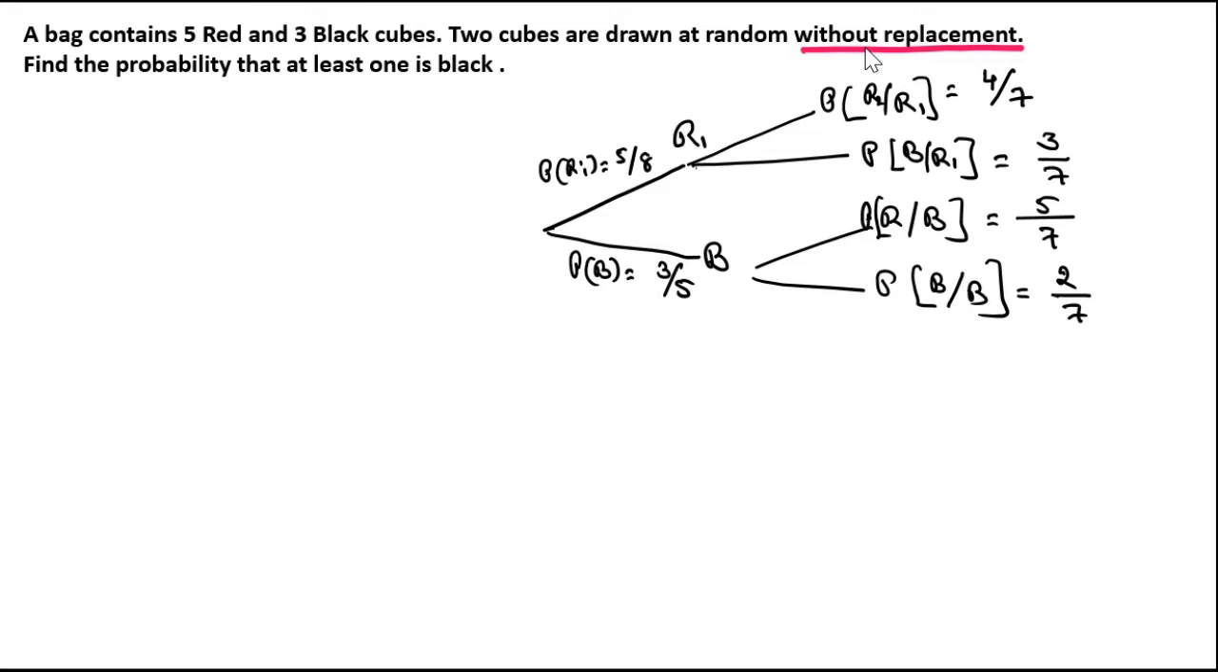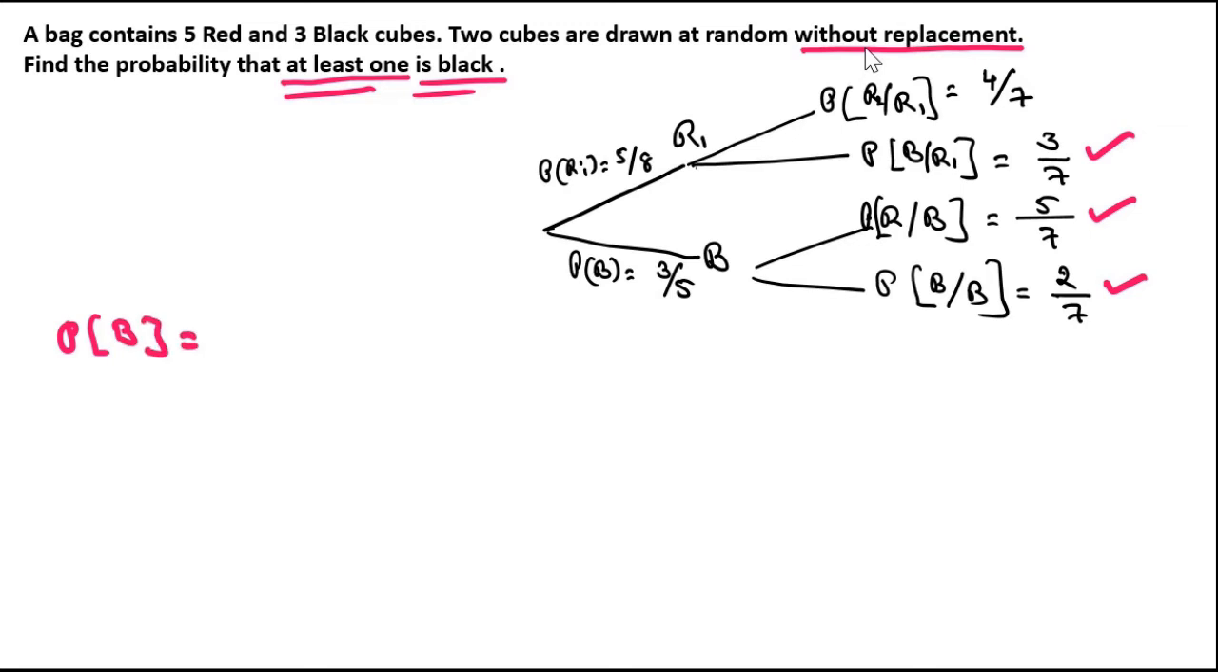Now find the probability that at least one is black. See, here both are red, R1 and R2. Here red and black, so at least one is black. Black and red, here also one. So at least one is black. That means 2 can also be black. So these are the 3 possible cases from the tree diagram. You want at least one black, so we want to find the probability of black.